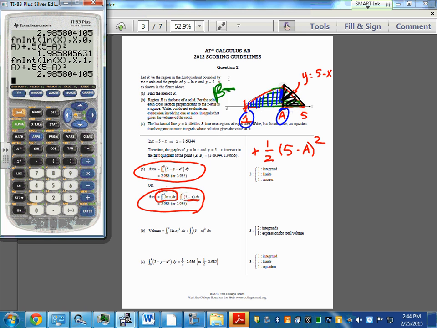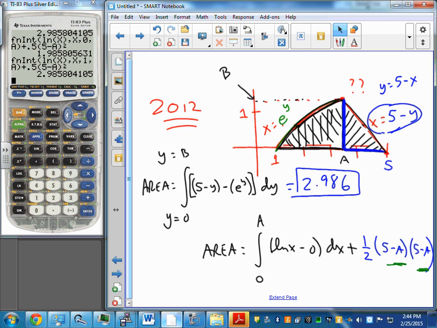Notice, by the way, that part B of this problem is a volume problem. Part C is, in fact, an area problem. So maybe we can do part C as well. Let me pull up my class page. Part C says the horizontal line divides the region into 2 regions of equal area.